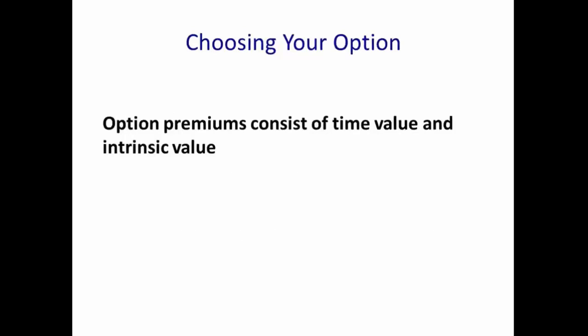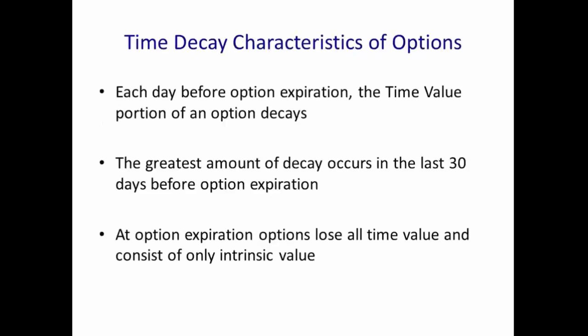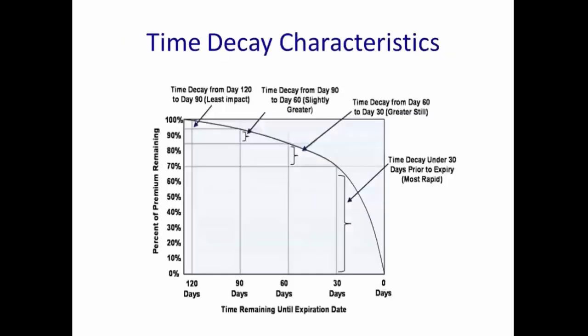Option premiums consist of time value and intrinsic value, and each day before option expiration, the time value portion of an option decays. The greatest amount of decay occurs in the last 30 days before option expiration, and at option expiration, options lose all time value and consist of only intrinsic value.